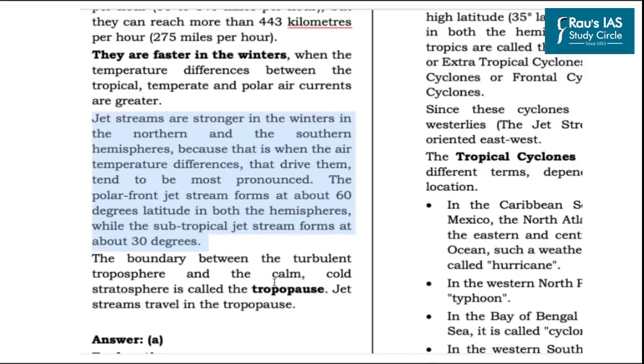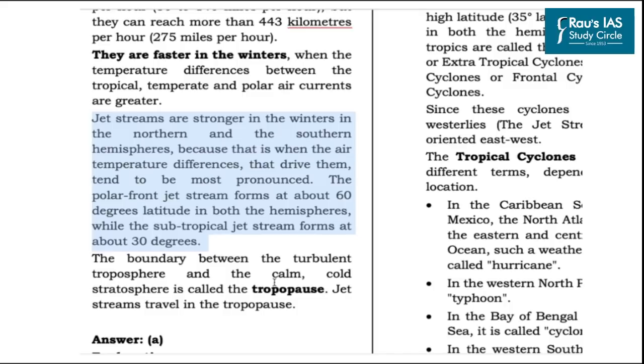And if you focus on this particular paragraph, it clearly says jet streams are stronger in winters in the northern and the southern hemispheres because that is when the air temperature differences that drive them tend to be most pronounced. And so clearly you can see that in the question explanation, it is implied that jet streams flow both in northern as well as southern hemisphere.